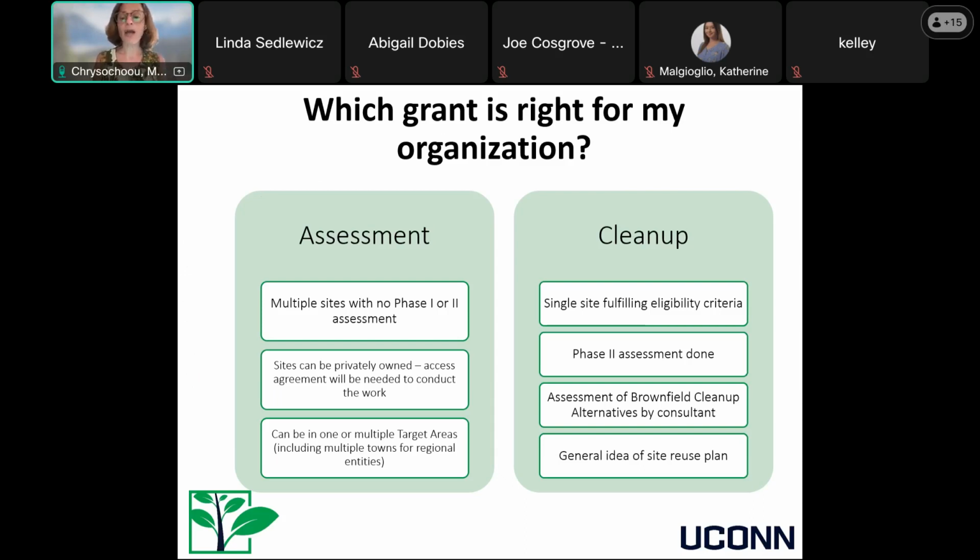For a cleanup grant, you are targeting a single site that must fulfill the eligibility criteria. We will go through what those are in detail. You need to have a phase 2 assessment done. You need an assessment of brownfield cleanup alternatives by a consultant. So you need to have a rough idea of what the cleanup plan is going to be. And you also need to have a general idea of what the site reuse plan is. So we'll go now into the details of all the requirements for the cleanup grant.